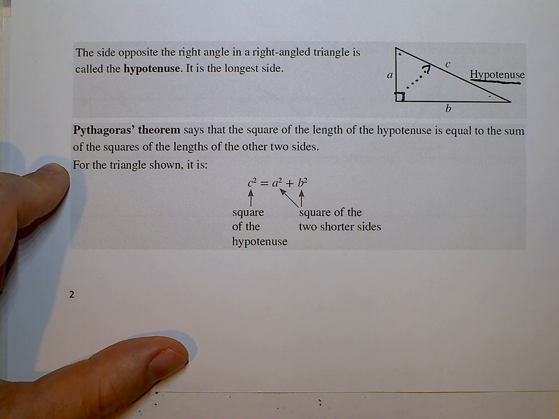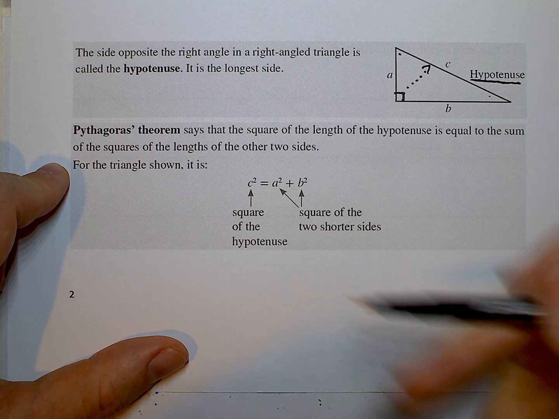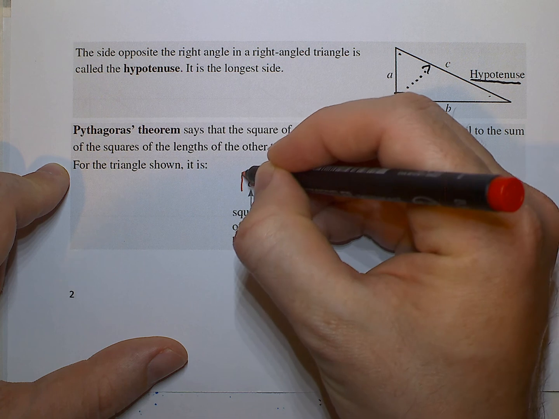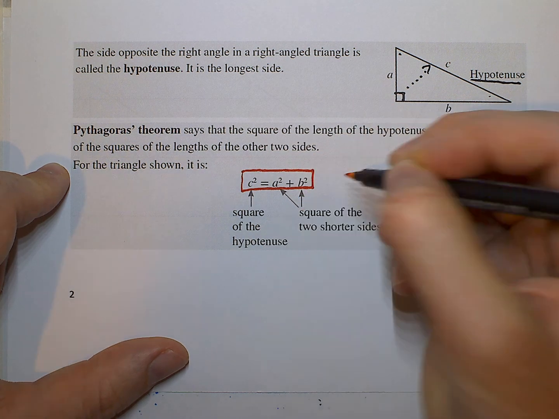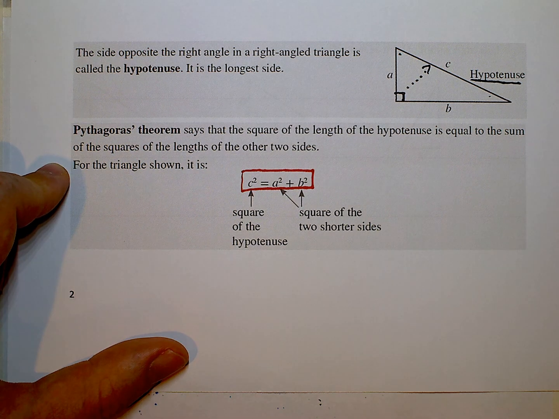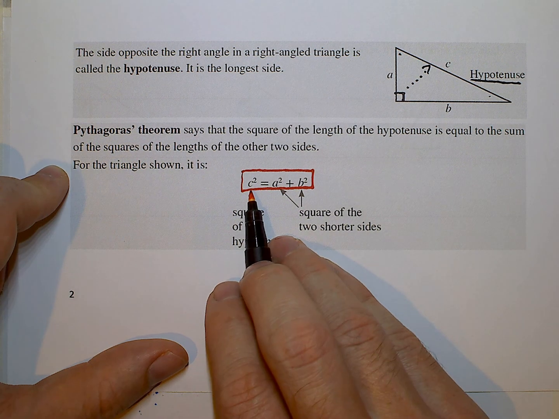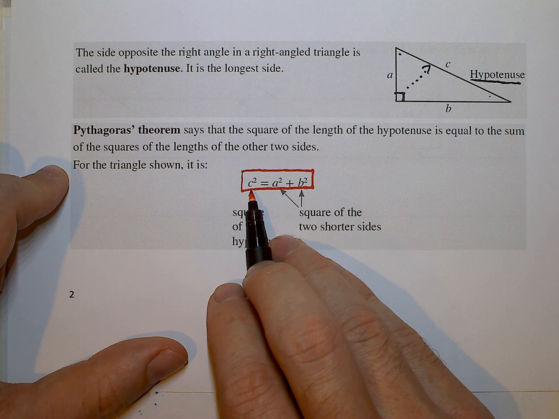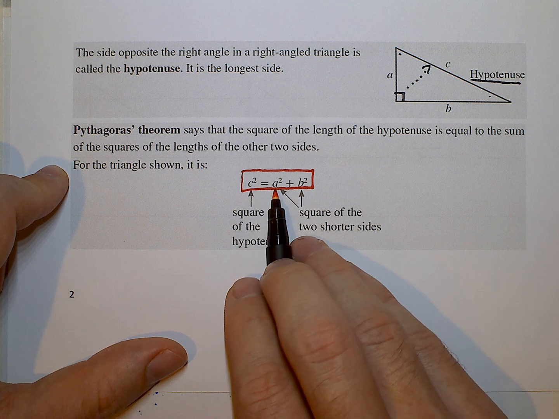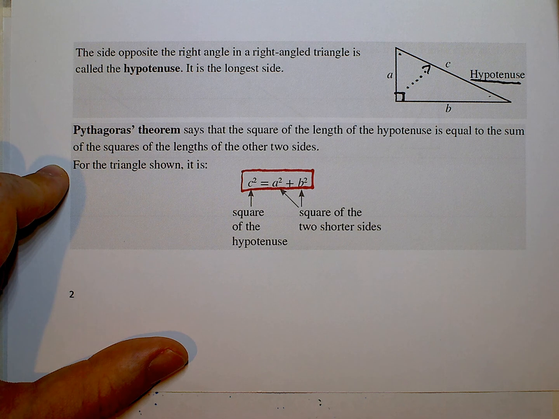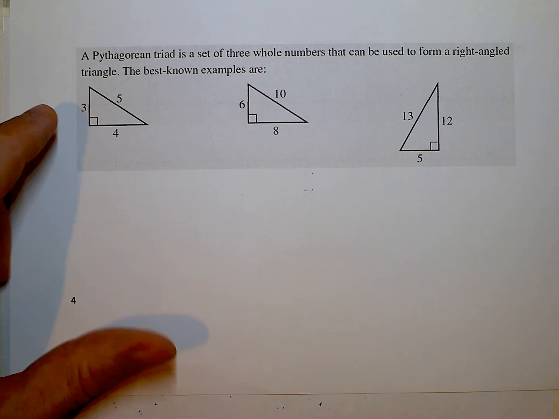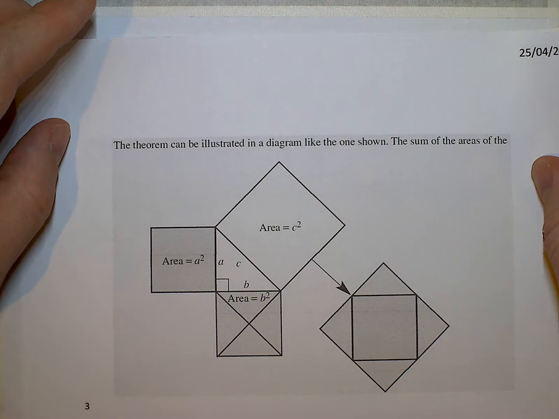We're going to look at why that makes sense in a second. So we end up with this theorem. If you're writing it down in your books, which you should be, you need to put a big red box around it because this is very important. The hypotenuse squared, the longest side squared, equals the two shorter sides squared. Now, let's go into a bit of depth as to why that is true.